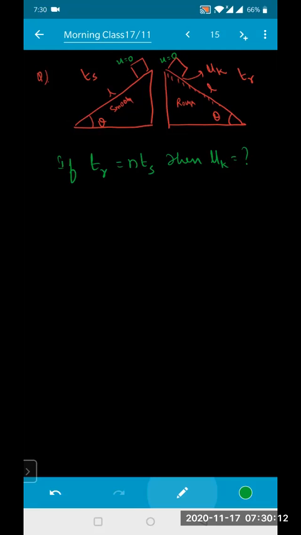We got two inclined surfaces. They are kept side by side. On the smooth surface, you are leaving one block, and on the rough surface, you are leaving one block. On the smooth surface, it is taking the time of Ts. On the rough surface, obviously, it will take more time, that is Tr. And the problem is telling that if time taken on the rough surface is equal to n times the time taken on the smooth surface, then the kinetic friction mu k value is equal to how much?